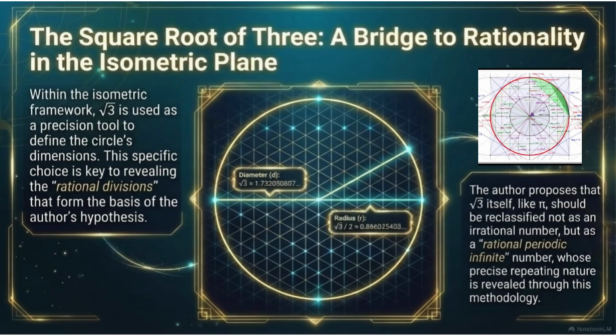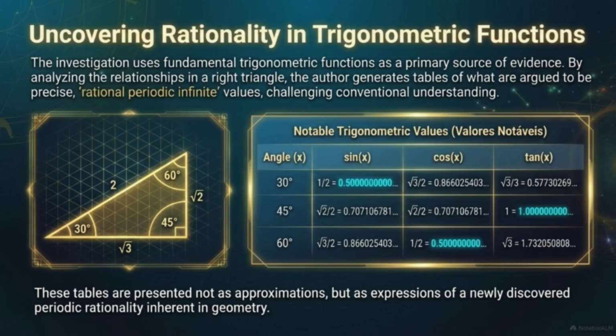And this table here shows you the next step. By looking at fundamental trig functions like sine and cosine through this new lens, the research generates these tables of values. Now, the argument is that these are not just close approximations. No, the claim is that they are exact, perfectly rational, and periodic infinite numbers, showing an underlying predictability where we've only ever seen irrationality before.